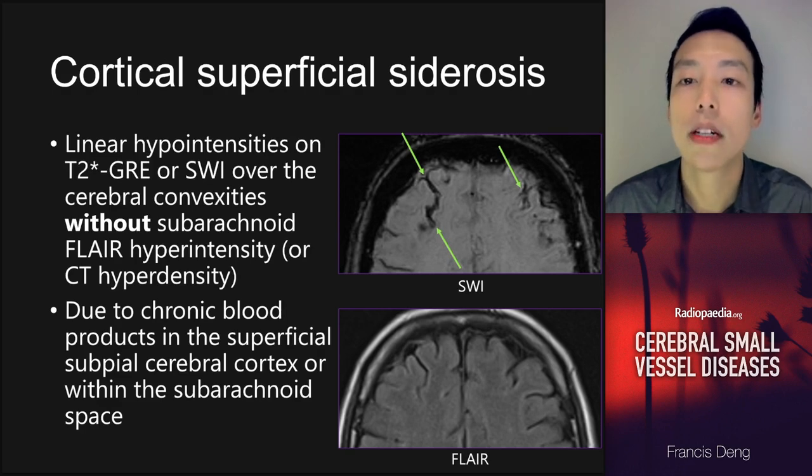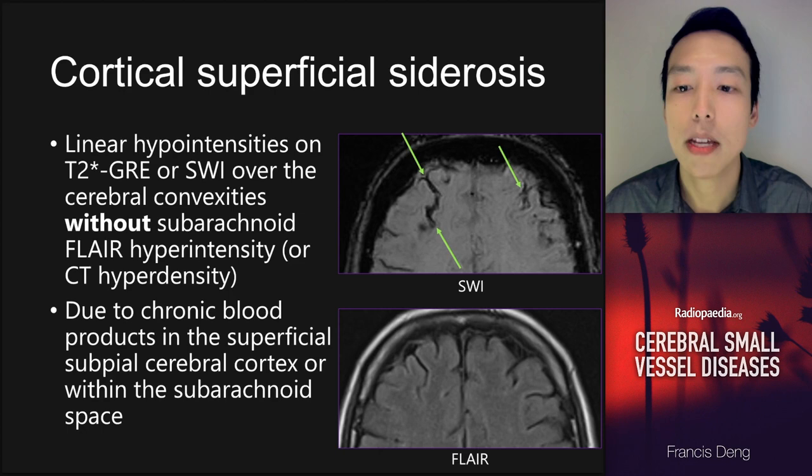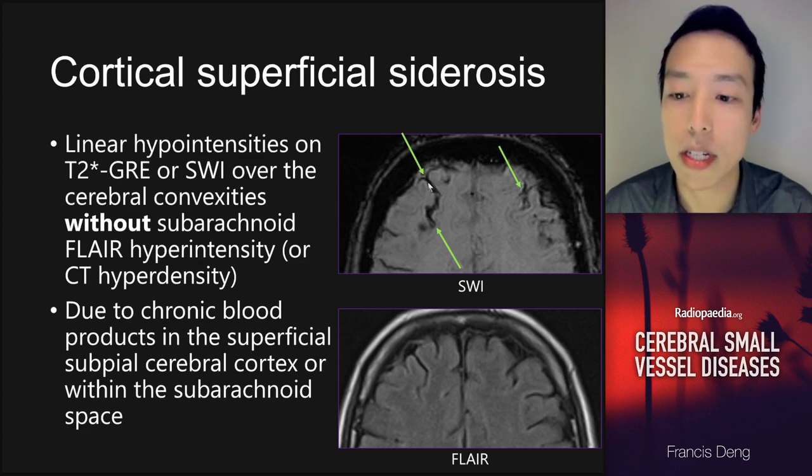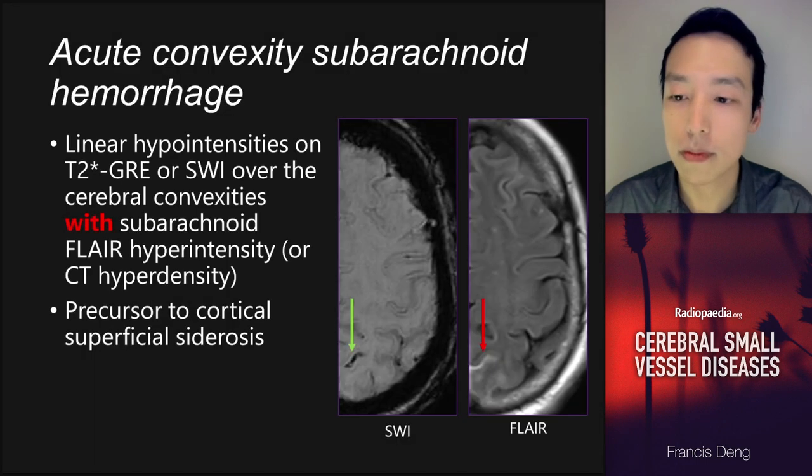There used to be a term of subarachnoid siderosis that referred to blood products in the subarachnoid space, but because it has much the same pathophysiology as superficial siderosis, it has been subsumed under the umbrella term of superficial siderosis to mean either blood in the subpial cortical layer or in the subarachnoid space. And so what this appears as on imaging is this hypointensity either creating a tram track appearance outlining the cerebral cortex or filling the entire sulcus, especially if there's not much cerebral atrophy.